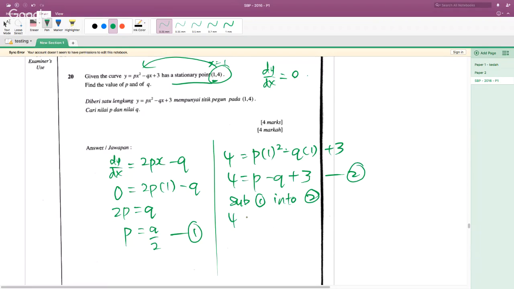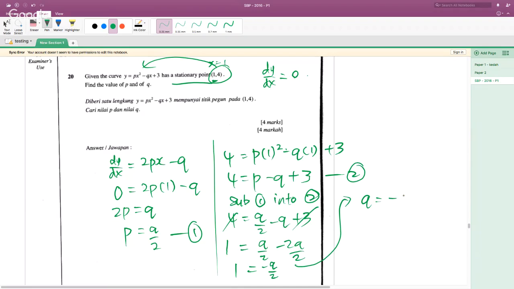Then this one is 4 equals q over 2 minus q plus 3. 3 moves to the other side, you will get 1 here. This one is q over 2 minus 2q over 2. So therefore, I will get negative q over 2 equals 1. So therefore, q actually equals negative 2. So if q equals negative 2, p equals negative 2 over 2, p equals negative 1. All right, it's just simultaneous equations. This one is not too bad.